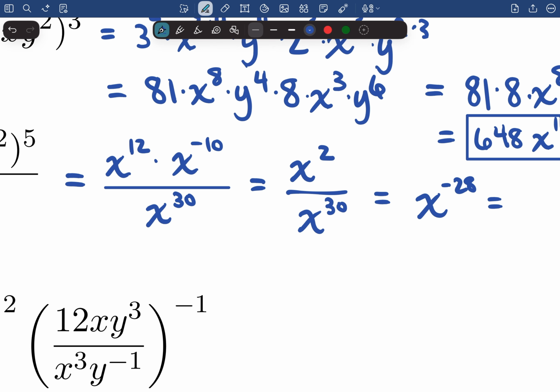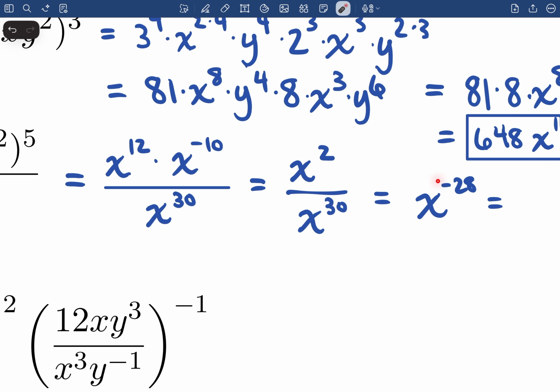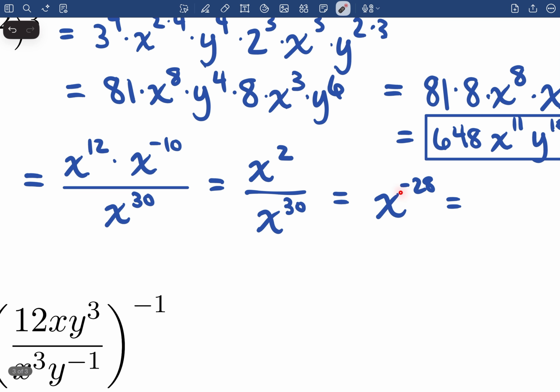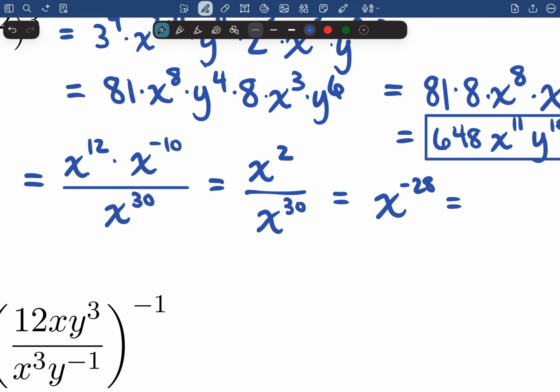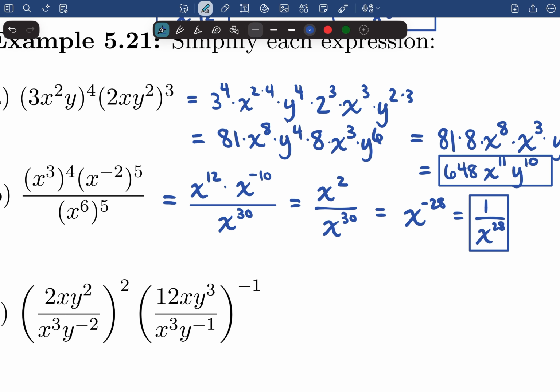And then I don't like to have a negative exponent in the answer. In fact, you're not allowed to have a negative exponent in the answer for any of your assignments or tests. So if you end up with this, you can rewrite it as the reciprocal, right? The reciprocal of x to the negative 28 is 1 over x to the positive 28. So we made the negative exponent become positive by taking the reciprocal.